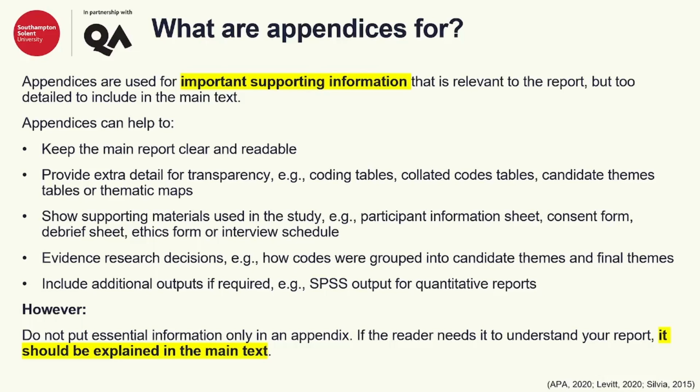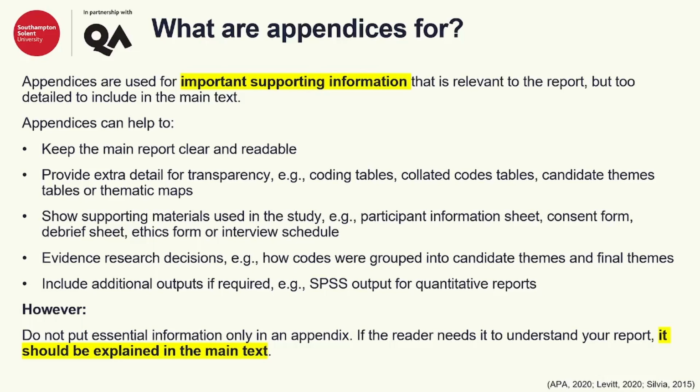Appendix may also include supporting study materials. For example, you may include a blank participant information sheet, a blank consent form, a blank debrief sheet, an ethics form, or an interview schedule. These materials help readers understand how the study was conducted. For example, an interview schedule shows the questions used during data collection. A participant information sheet shows what information was provided to participants before they agreed to take part.